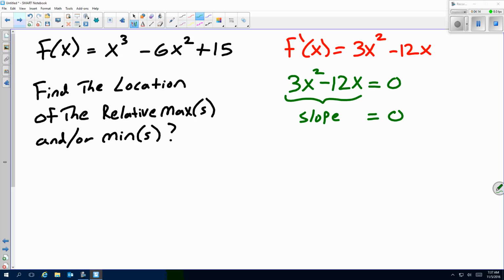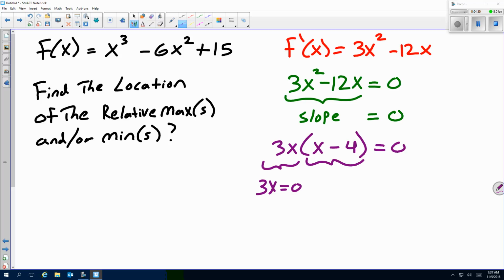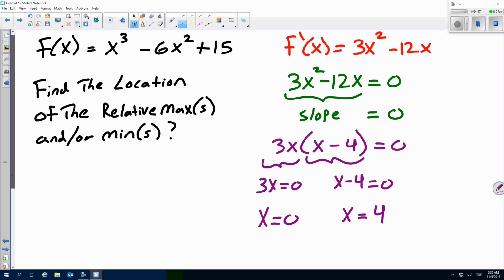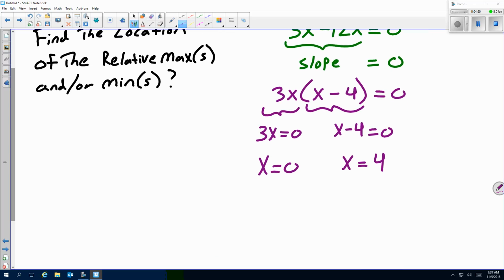Well, luckily for us, we can factor this. It factors quite nicely. We can take out a 3x, and that's going to leave me with an x minus 4 on the inside. Again, this means I have two math problems. I have the math problem that says 3x is equal to 0, and I have the math problem that says x minus 4 is equal to 0, meaning that x is equal to 0 and x is equal to 4. Okay? So what we can do with this statement is say these are my critical points, and I can analyze them on a number line.